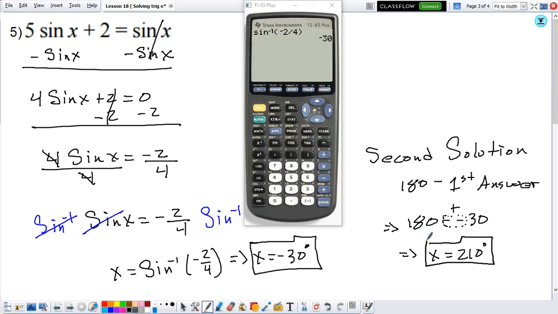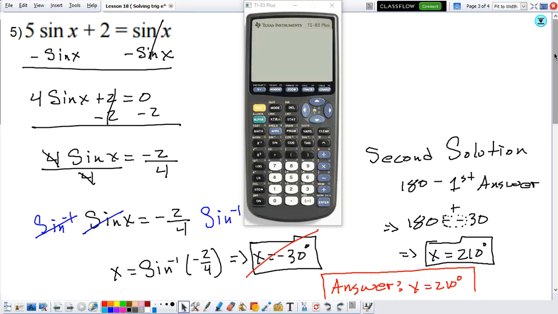So we got two answers here. But remember that your answers need to be between 0 and 360. Negative 30 is not between 0 and 360. So our only answer here is when x is equal to 210 degrees. Again, it is the same procedure, maybe a little bit longer, but it's because you first want to put all the trigonometric expressions on one side, and then we can start solving.